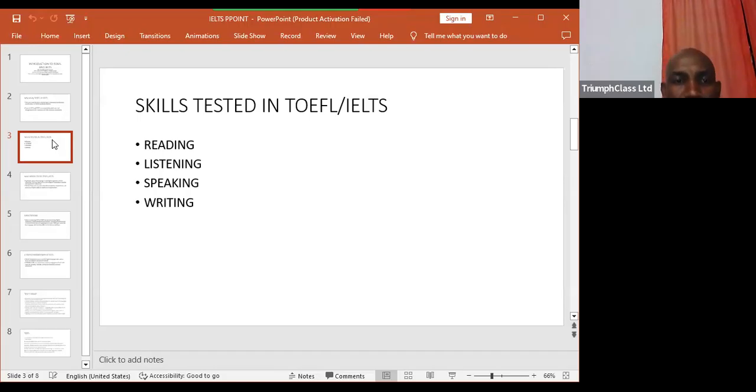We shall delve deeper into each of these skills to see the structure of a test of reading, the structure of a test of listening, speaking, and also the structure of the test on writing. What each of these skills entails and what is basically examined.